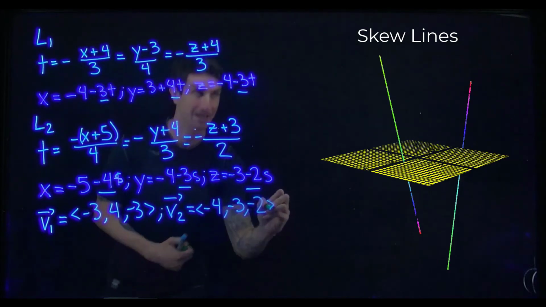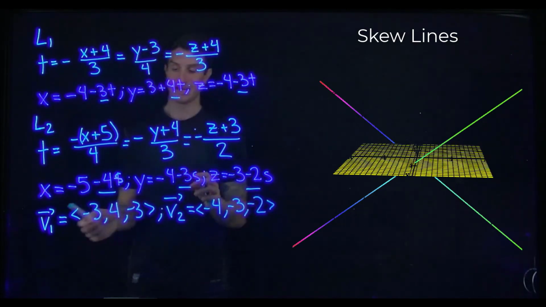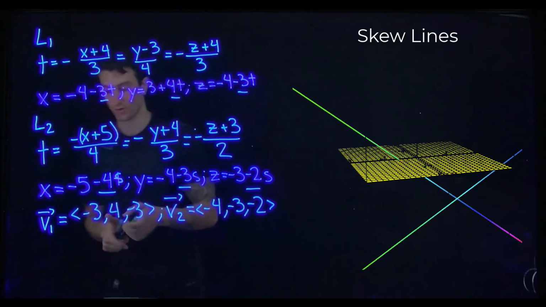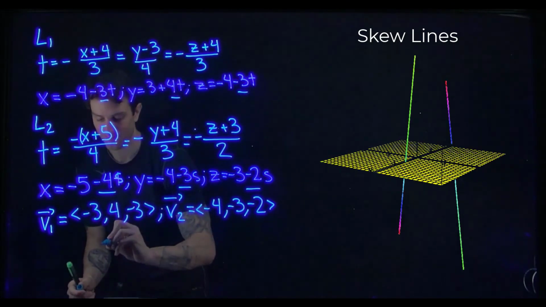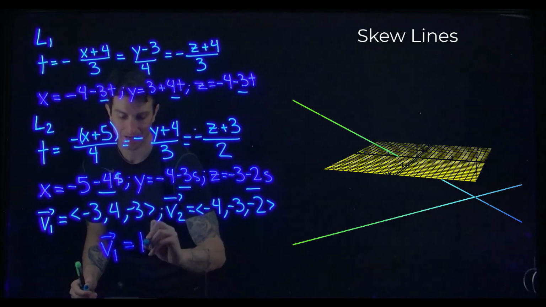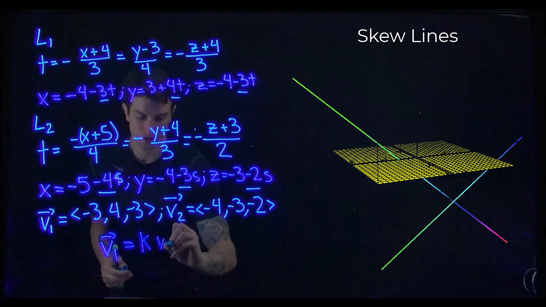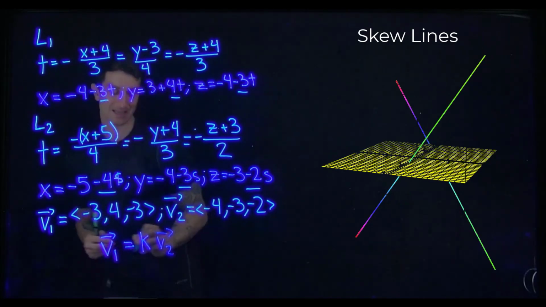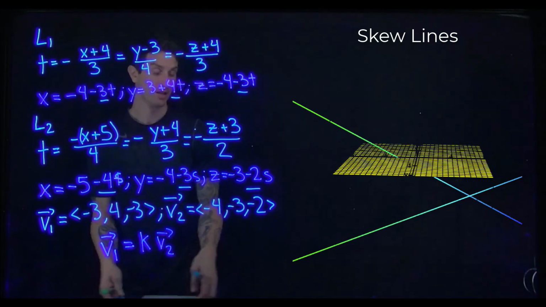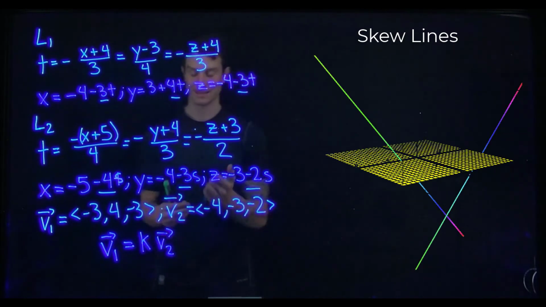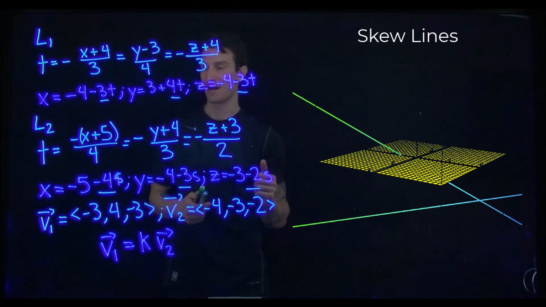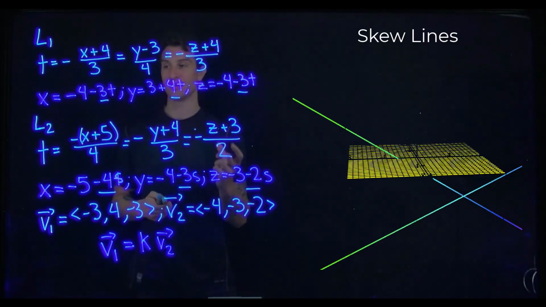And now what we would see if these were parallel is that V1 and V2 would be scalar multiples of each other. Or in other words, what we would see is that maybe V1 is equal to some scalar, we'll say k, times V2. And right, we can see that is not the case. There's no scalar that I can multiply V1 by to get V2 or vice versa. So they are not parallel. That's option 1. Okay, so we've crossed off option 1. We've moved on now to option 2. Option 2 is that they are intersecting.